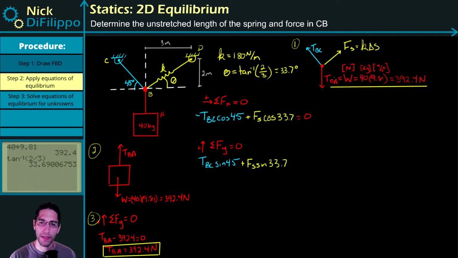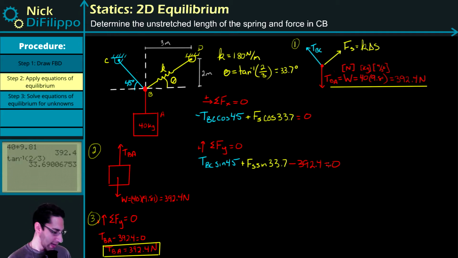Now, we also at this point need to take care of this weight force. This weight force is pointing directly downward. So down is the opposite of up. It's pointing against our positive direction. So we're going to have to subtract out the 392.4 newtons. And then that's going to be equal to 0. So now we've done step 2. We have applied the equations of equilibrium to our free body diagram.